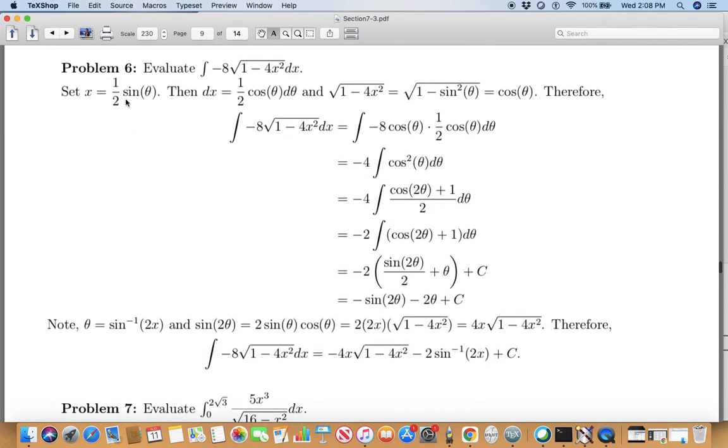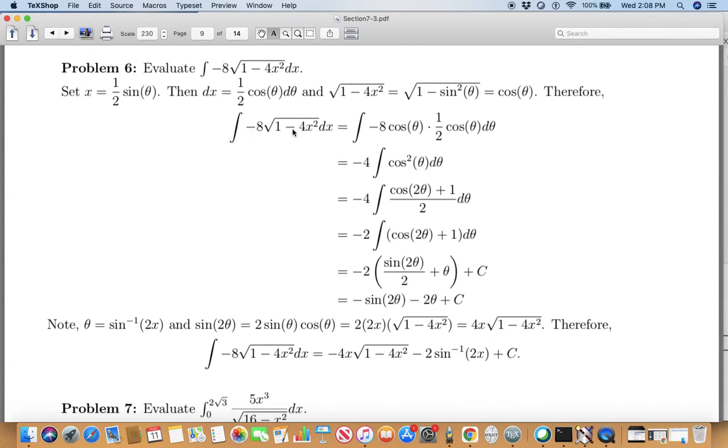X is half sine theta. So dx is half cosine theta d theta. What happens to the square root? Square root of 1 minus 4x squared is square root of 1 minus half sine squared theta. So square everything. Square of half is 1/4, so 4 and a quarter cancel. You are left with sine squared, so this expression inside is cosine squared. So square root of cosine squared is simply cosine. So this entire radical expression is cosine theta.